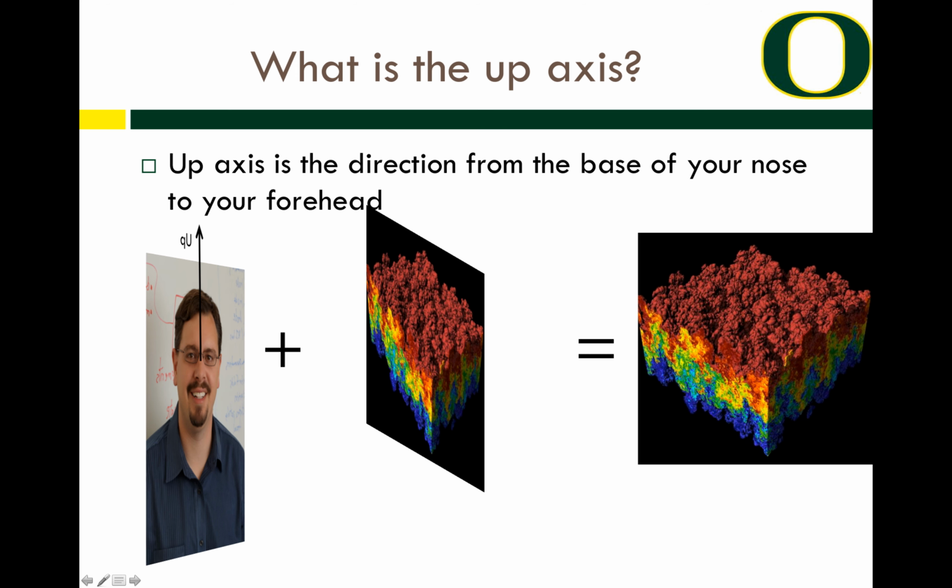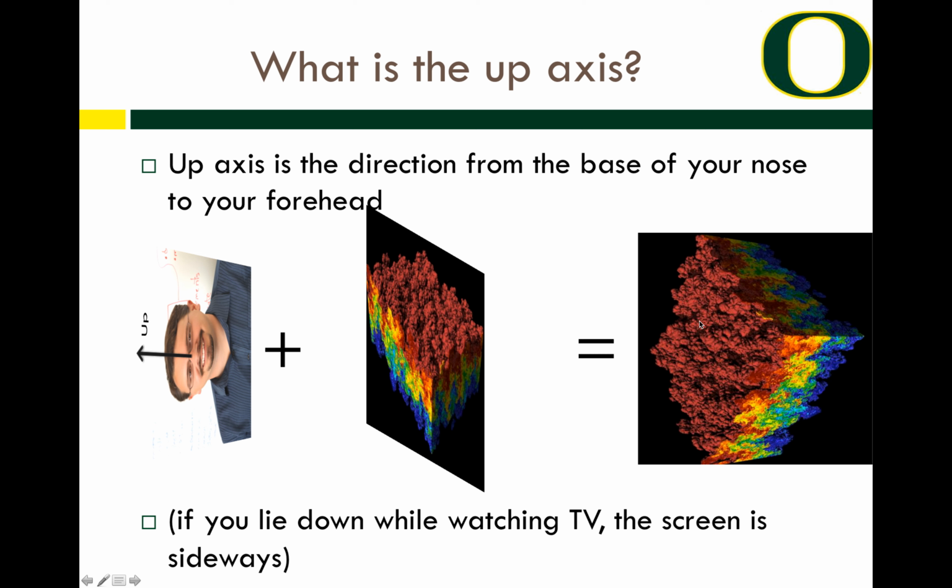But if you're lying down on the couch and you look at the TV screen, then the picture is rotated 90 degrees from if you were sitting on the couch. And so the up axis just shows you the orientation of which triangles should be on the top of the screen and which triangles should be on the bottom of the screen.